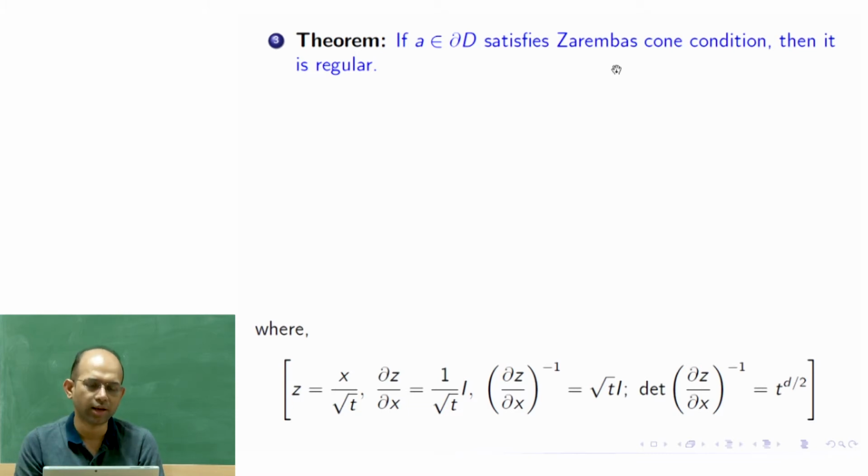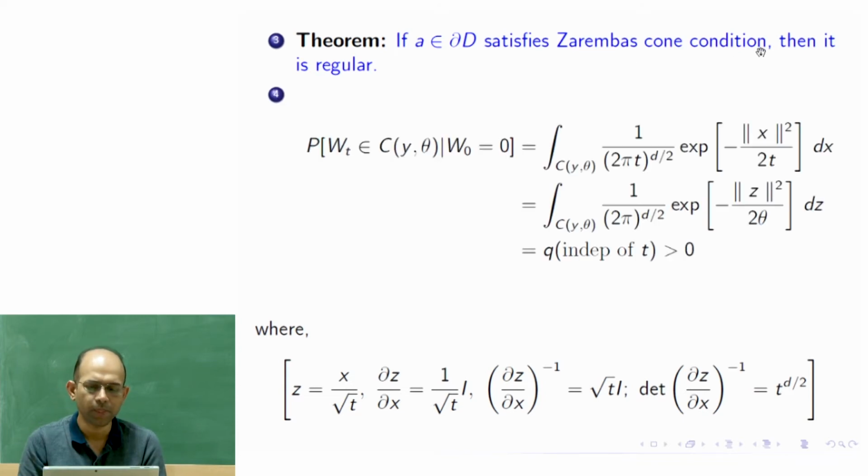We have that understanding. However, in the example we constructed, we know very well that we cannot attach such a cone, because it becomes so narrow there that no particular fixed angle can be attached. So, if A satisfies Zaremba's cone condition, then it is regular. This is the theorem. The proof is not very complicated; it is actually trivial.